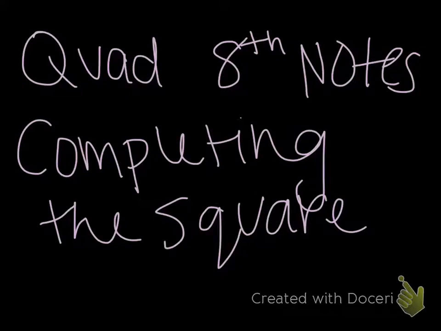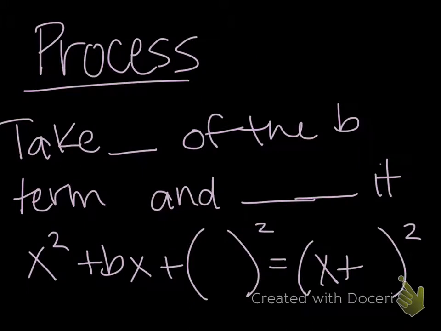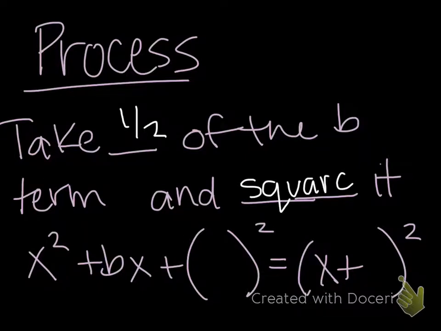Today we're going to be talking about a new method called completing the square. The general procedure for completing the square is that you take half of the b coefficient and you will square it. So the general form is that the number in the c spot will always be half of your b value squared. And if I were to factor it, it would be x plus half of your b value.